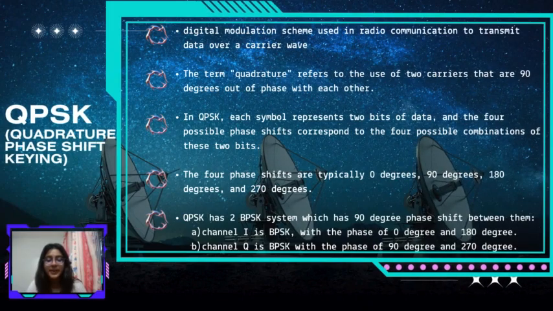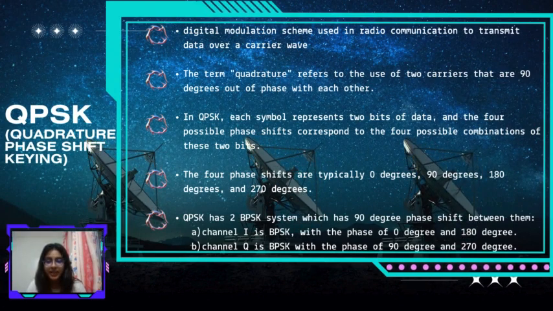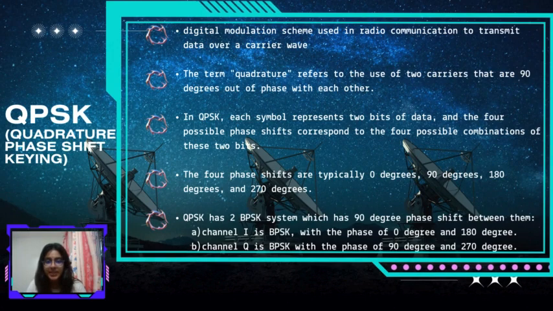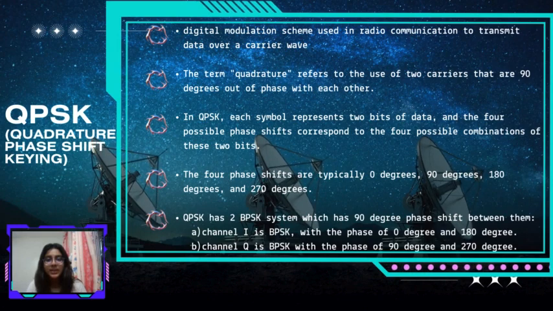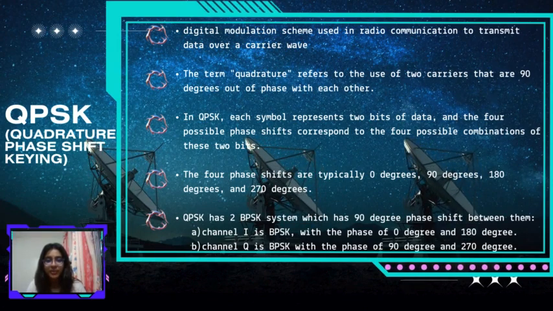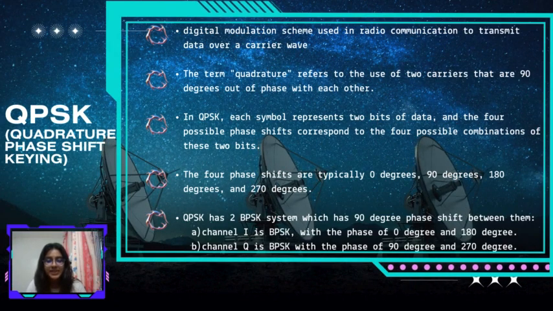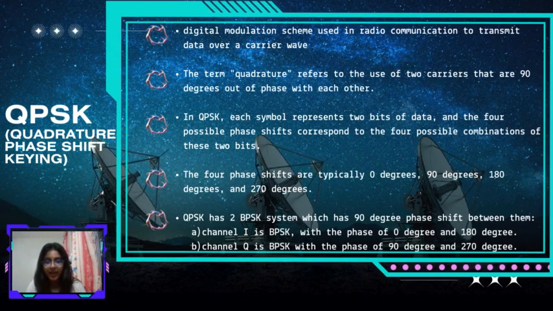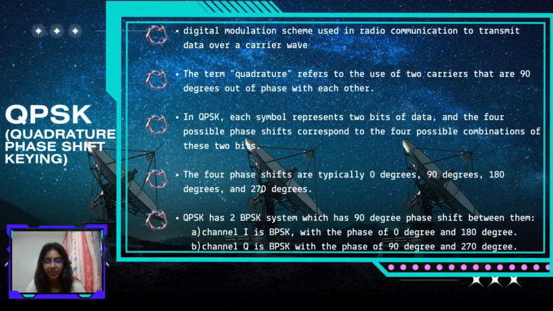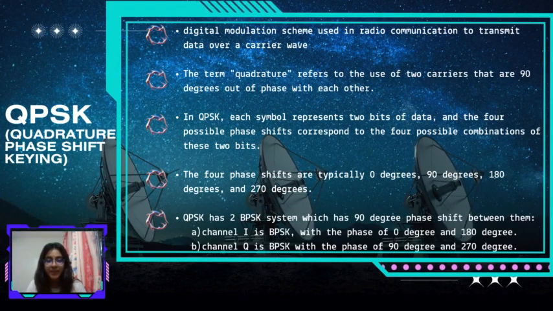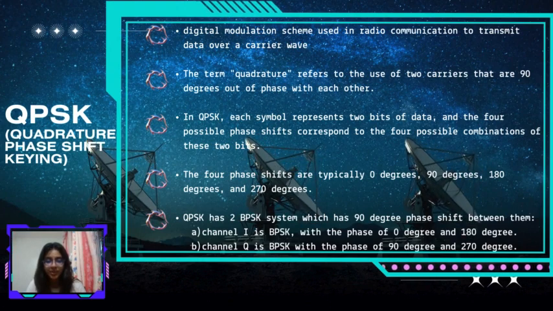I'm Sharmila and I will be explaining QPSK, which is known as quadrature phase shift keying. It is a digital modulation scheme used in radio communication to transmit data over a carrier wave. The term quadrature refers to the use of two carriers that are 90 degrees out of phase with each other. In QPSK, each symbol represents two bits of data, and the four possible phase shifts correspond to the four possible combinations of these two bits. The four phase shifts are typically 0 degrees, 90 degrees, 180 degrees, and also 270 degrees.